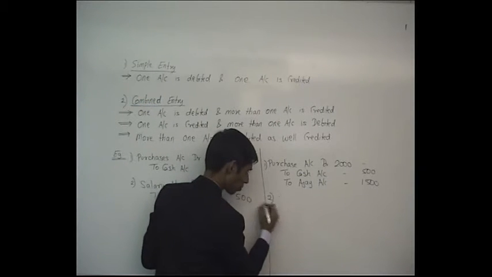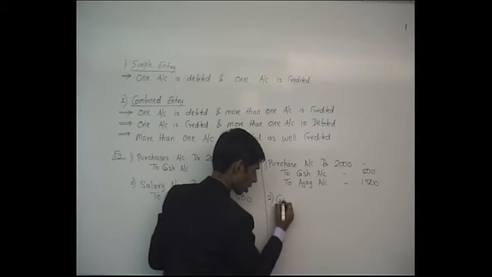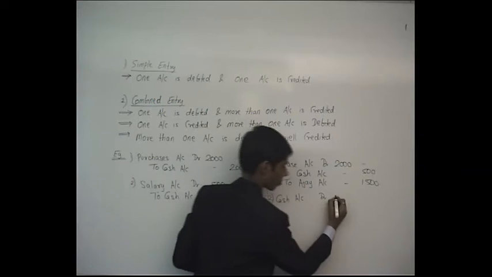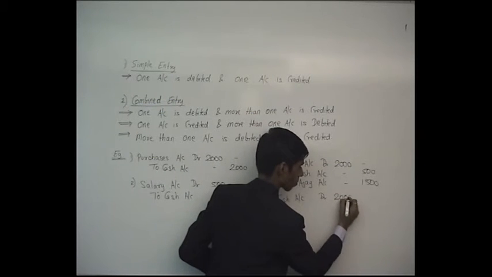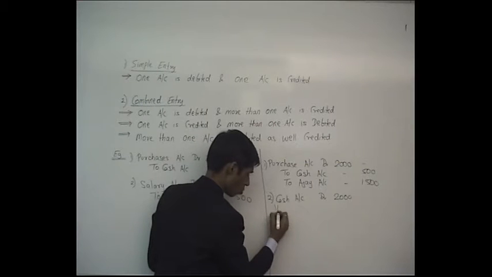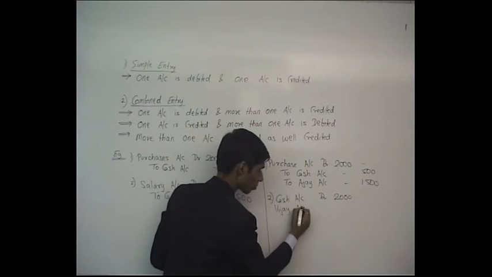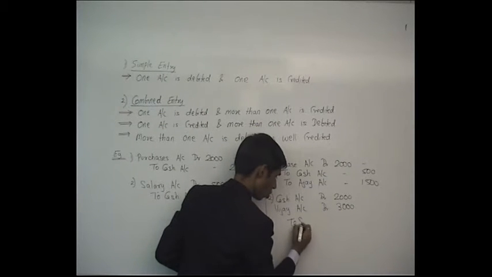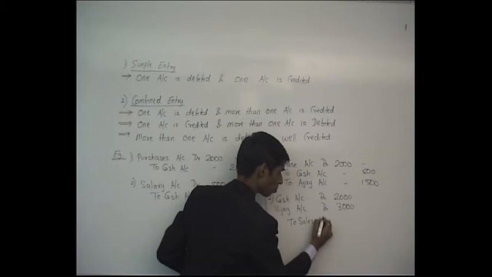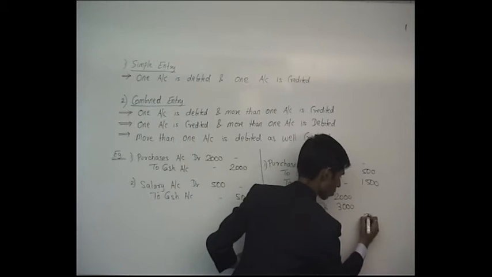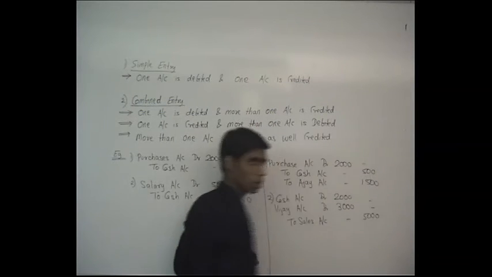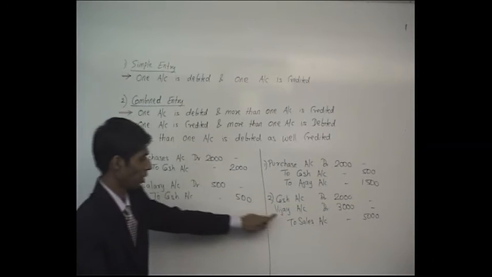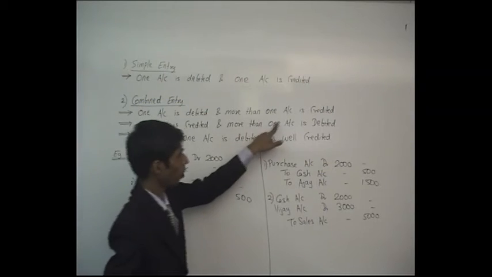One more example. If I say cash account is debited, Vijay account is debited, to sales account. This is known as combined entry. See, one account is credited, and more than one account is debited.